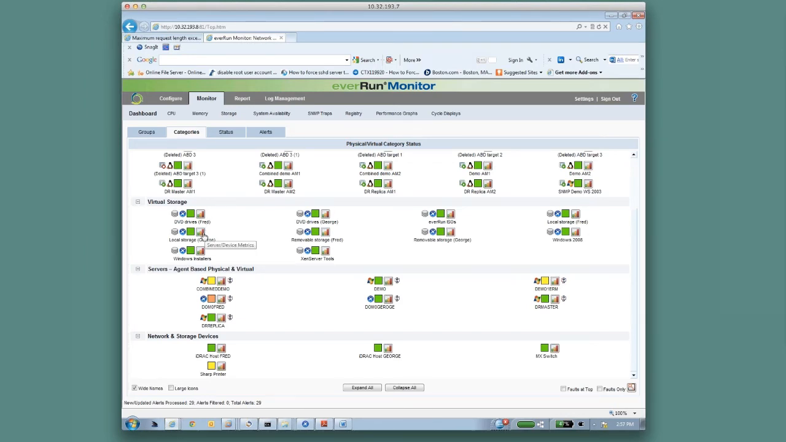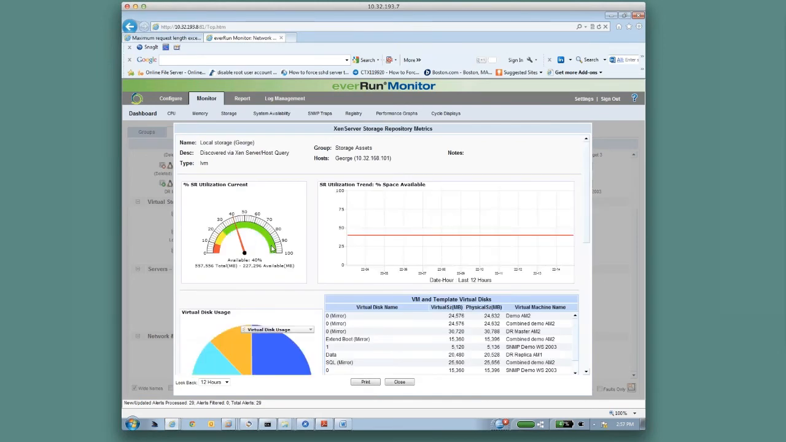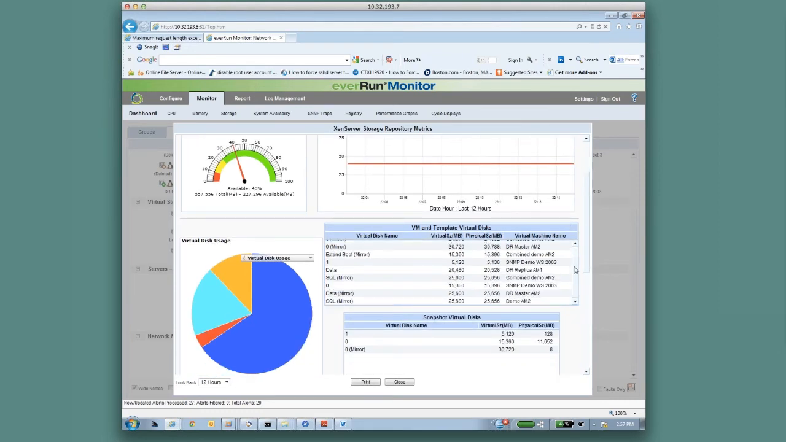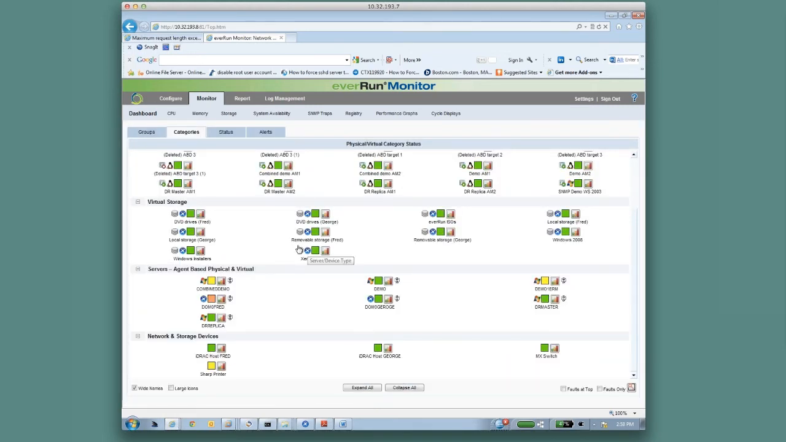And I can interrogate things like local storage on one of these hosts. And I can get a quick at-a-glance look at the SR utilization, the trending around that, and I can look at the various elements that are consuming storage on that box. I can look at things like what is the storage being used for, virtual device usage. Do I have any orphaned virtual disks? Do I have uncoalesced space that I need to reclaim? Do I have anything that's being used by snapshots? So all this is some insight into how storage is being utilized. And again, I'm getting all this without having deployed a single agent.